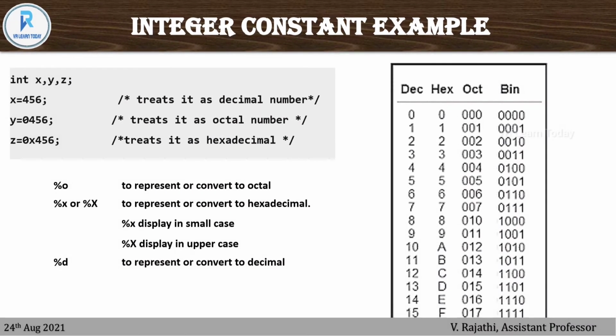So this is an example of integer constants. int x, y, z: 456 is treated as decimal, this is octal, and this is hexadecimal, because we have 0 here, so this is octal, and we have 0x, so this is treated as hexadecimal. So in the representation, percentage o is used to represent octal. For hexadecimal you can use percentage x or percentage capital X. Percentage d is used for decimal. Okay.